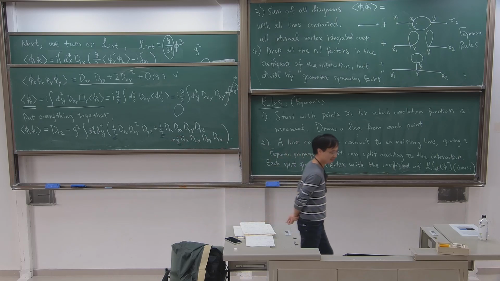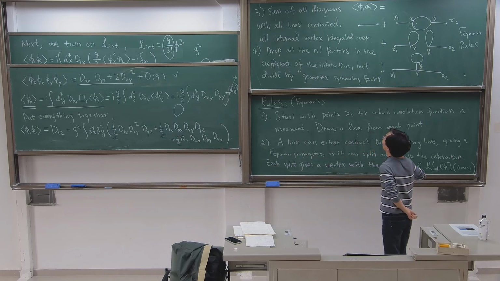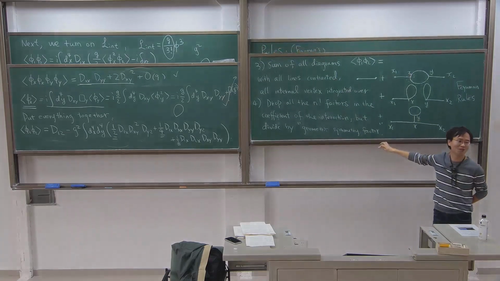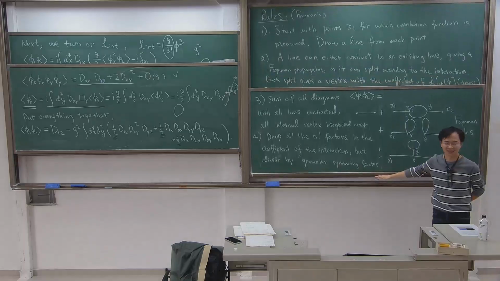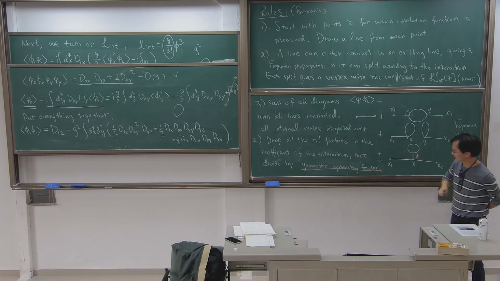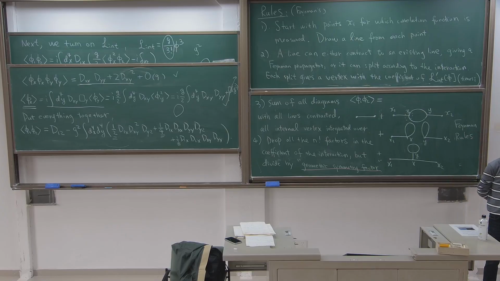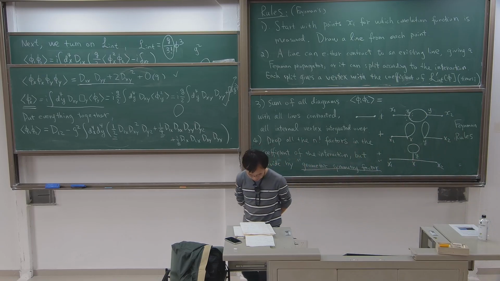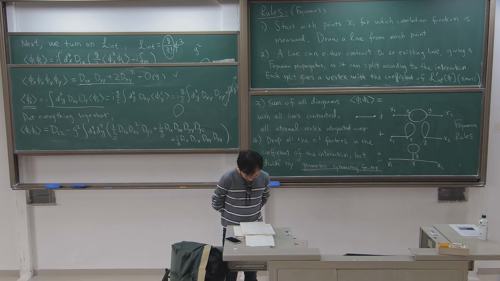Now, then you may keep asking, you just told me the rules, but you didn't explain how to derive these rules. It looks a little mysterious. But let me explain why we should do such a thing here. And what is the geometric symmetry factor? This factor comes from some overcounting.